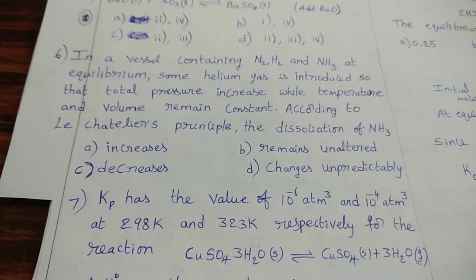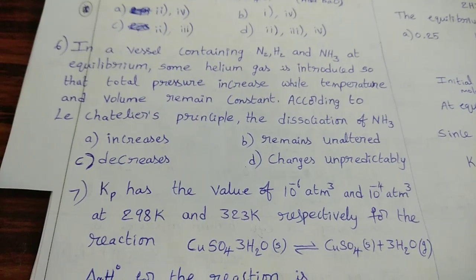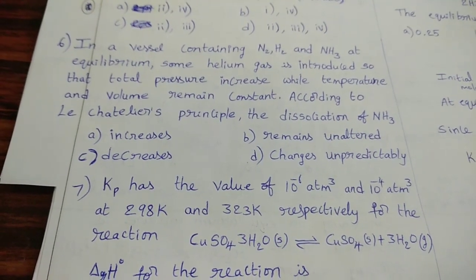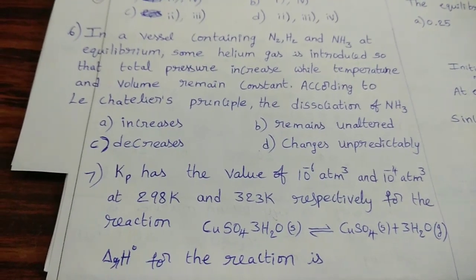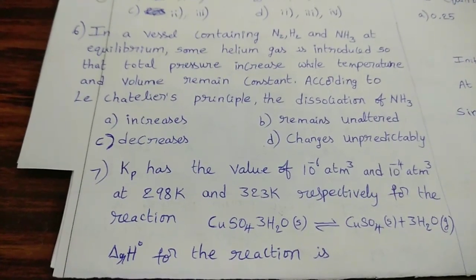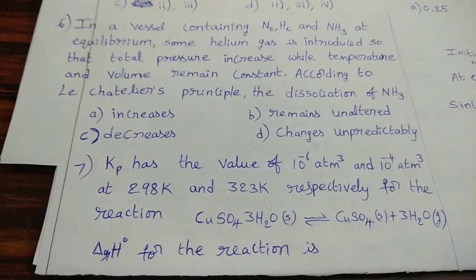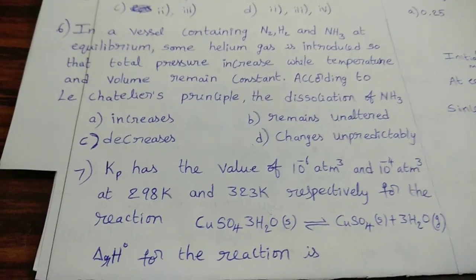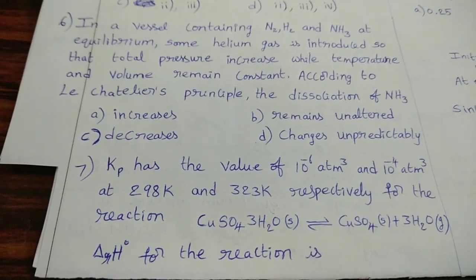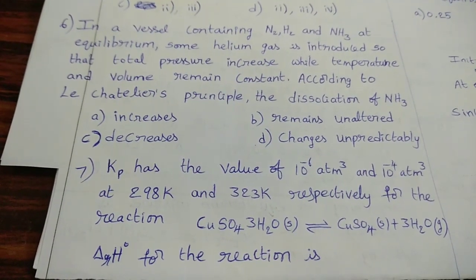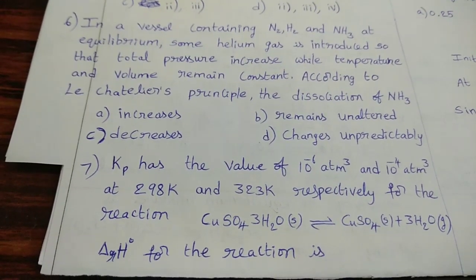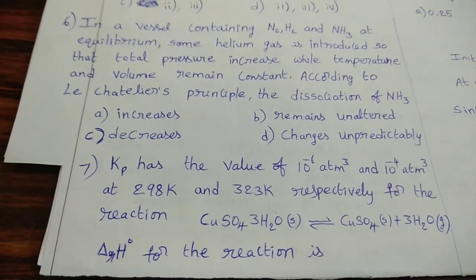See the next one. Kp has the value of 10 power minus 6 atmosphere cube and 10 power minus 4 atmosphere cube at 298 Kelvin and 323 Kelvin respectively. For the reaction CuSO4·3H2O gives rise to CuSO4 plus 3H2O, find delta R H0 for the reaction. That means the enthalpy change of the reaction we want.